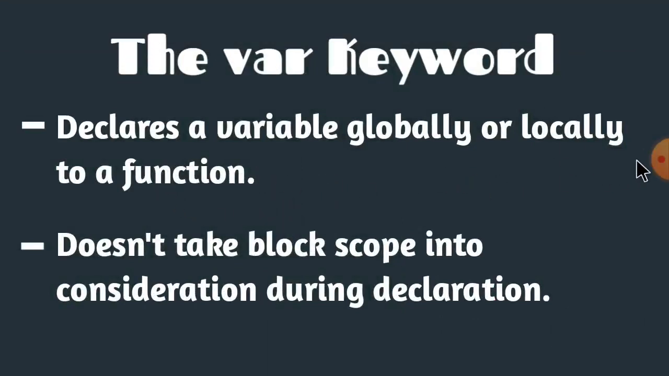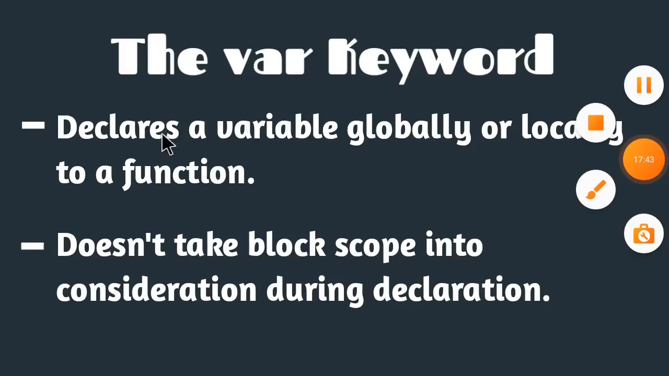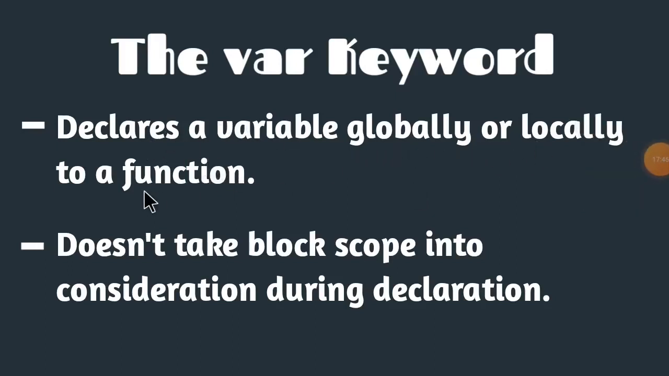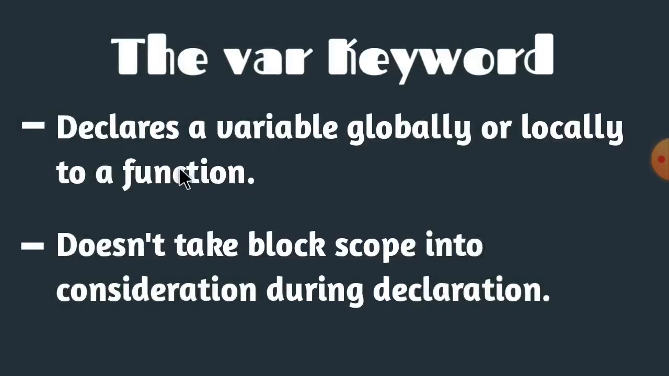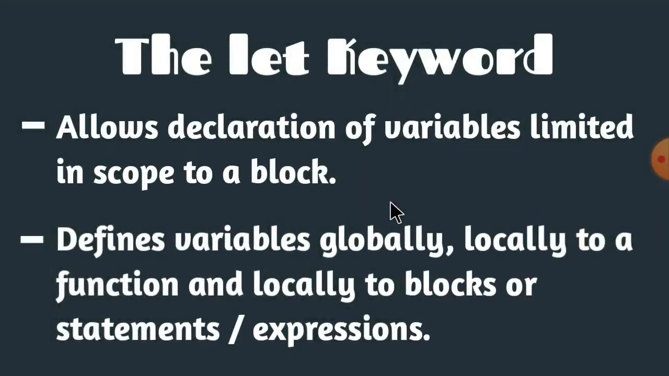So here we have the var keyword declares a variable globally or locally to a function, which is what I've demonstrated. If it is not locally to a function, if it is locally to a block of code, just a block of code that is not a function, it will overwrite the previous value. So it does not take ordinary block scope into consideration when it is declaring the variables. If it is not locally to a function, then it will just override the previous value. And that's it for the var keyword. So let's go to the let keyword.